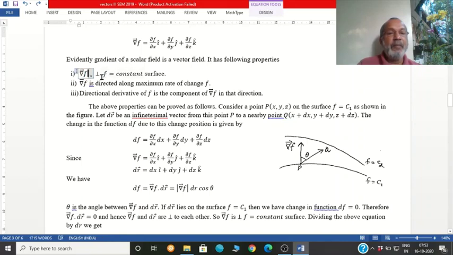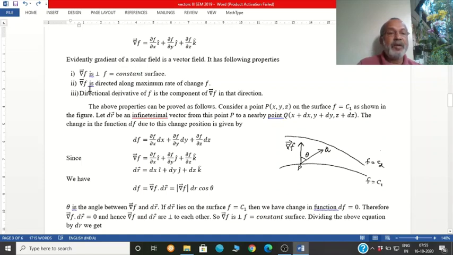So we can have a pressure constant surface which is also called isobar. Whenever there is a pressure difference between two isobars, that is two pressure constant surfaces, then air will flow from high pressure region to low pressure region, and the flow of wind will be perpendicular to these isobars. So flow of wind will be from high pressure region to low pressure region, and it is perpendicular to the f is equal to constant surface.